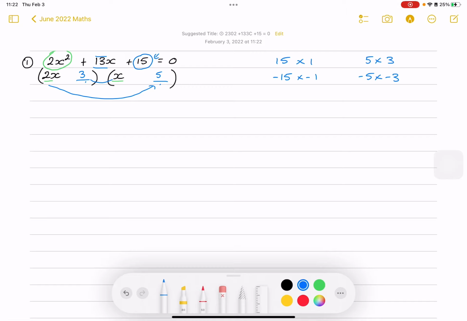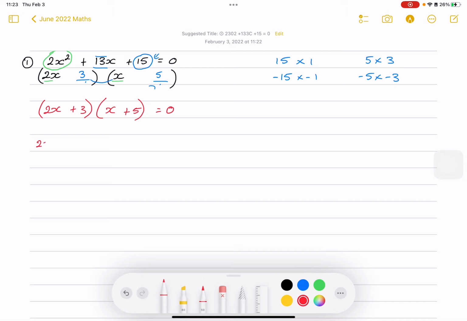The 2x will multiply by the 5 to give me 10x, and the 3 will multiply by the x to give me 3x. What does that add up to? I think 13x. So therefore, the answer is this. This is my final answer here. 2x plus 3 into x plus 5. However, we have to solve for x, right? So these two brackets equal 0, and when we are solving for x, we just separate the brackets and work them like a regular algebraic equation.